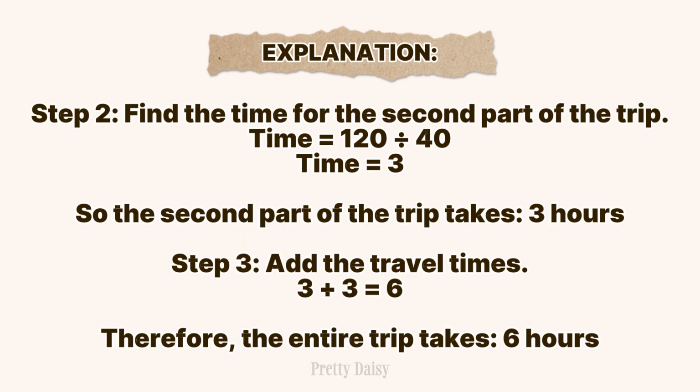Step 3. Find the time for the second part of the trip. Time equals 120 divided by 40. 120 divided by 40 equals 3. So, the second part of the trip also takes 3 hours. Step 4. Add the travel times. 3 plus 3 equals 6. Therefore, the entire trip takes 6 hours.